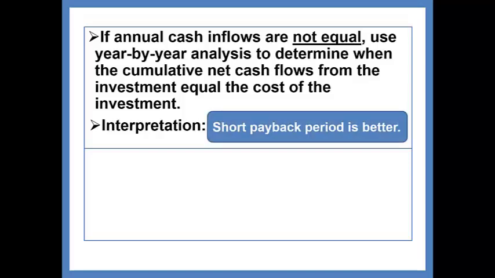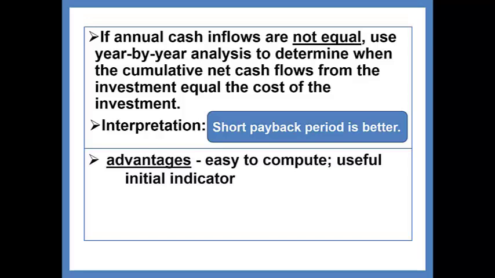All right, interpretation. A shorter payback period is better. You'd rather get your money back in 5 years as opposed to 6 years. This is easy to compute. It's a good initial indicator because of that. It's easy for managers to understand.